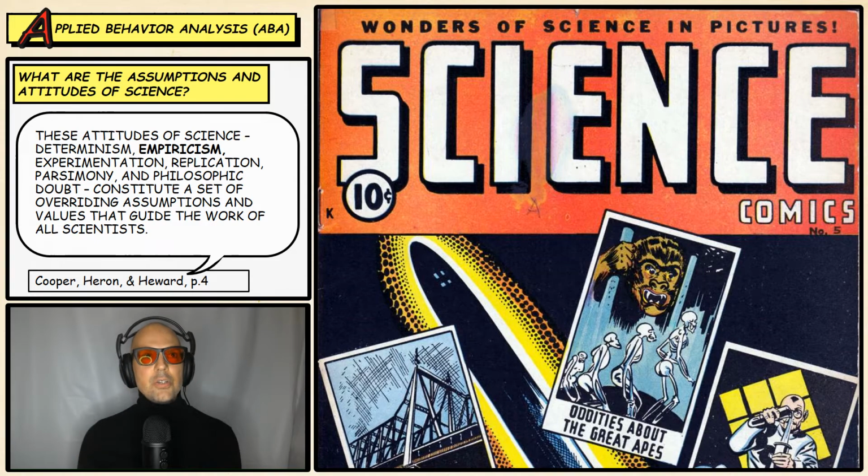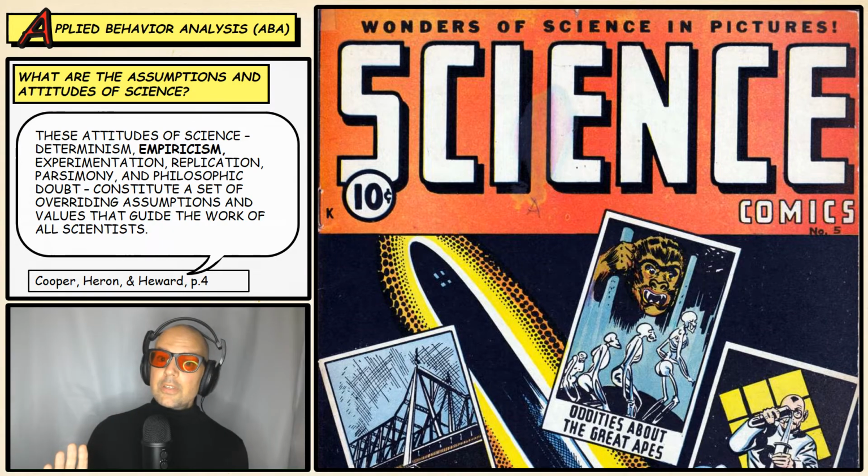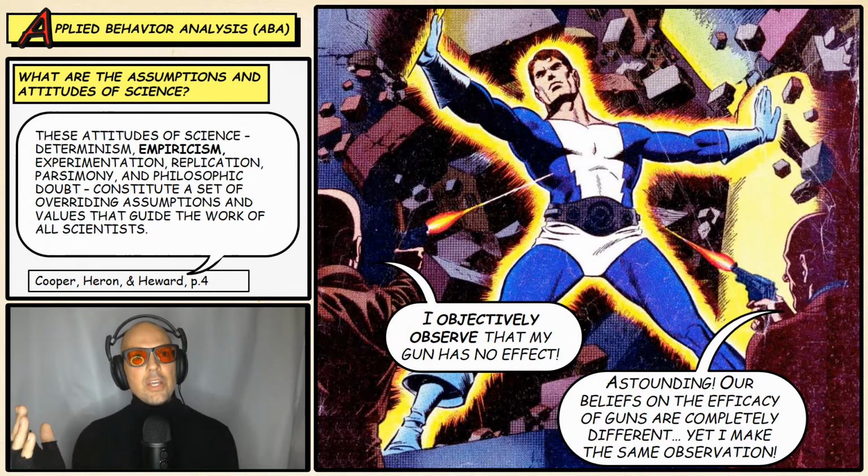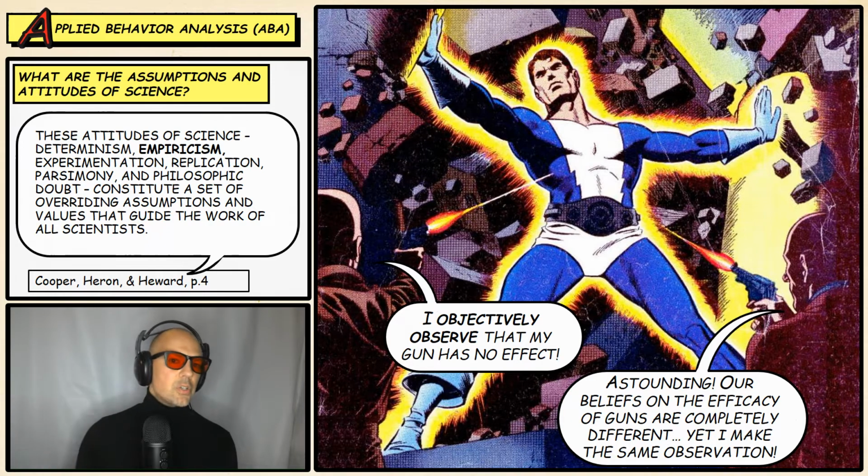Next is an attitude of science, and this is empiricism. And empiricism is the objective observation of the phenomenon of interest. And if you recall from previous videos, for us, the phenomenon of interest is socially important behaviors. But objective observation means that when we observe the world, when we observe things like socially important behaviors, we make these observations independent of what we believe, of what we think, of what we bring ourselves to the table.